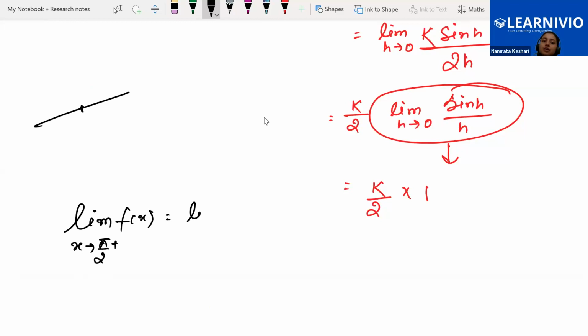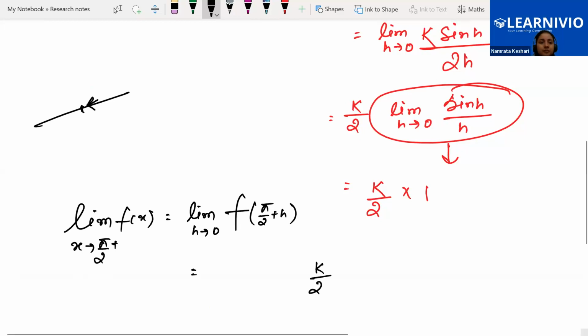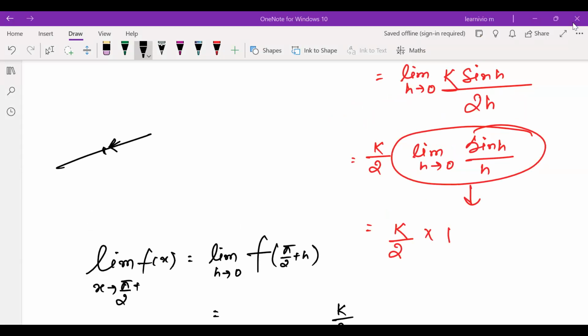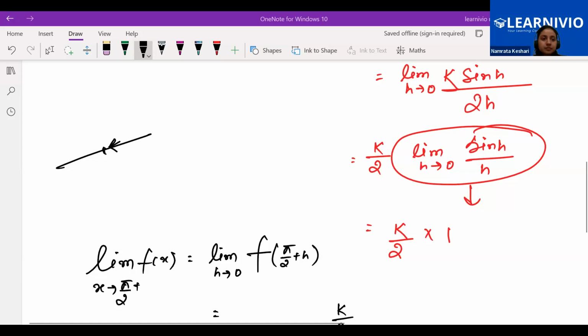That means a very small h we are taking, that is just close to 0. The function is approaching pi by 2 from the right side. Here also you will be getting k by 2. If you solve, you will be getting the same scenario.